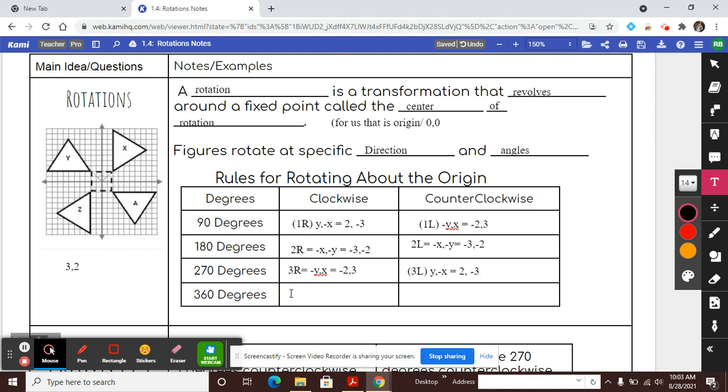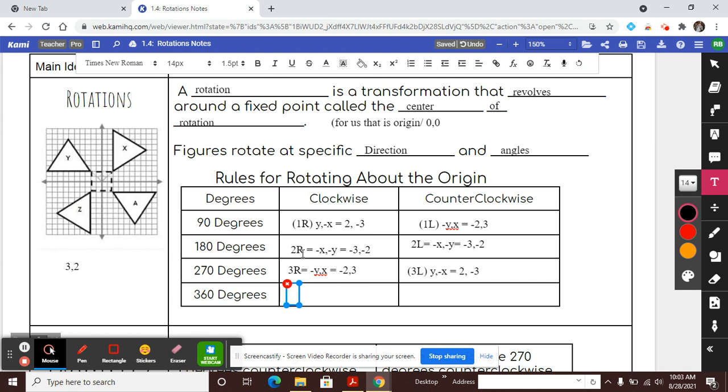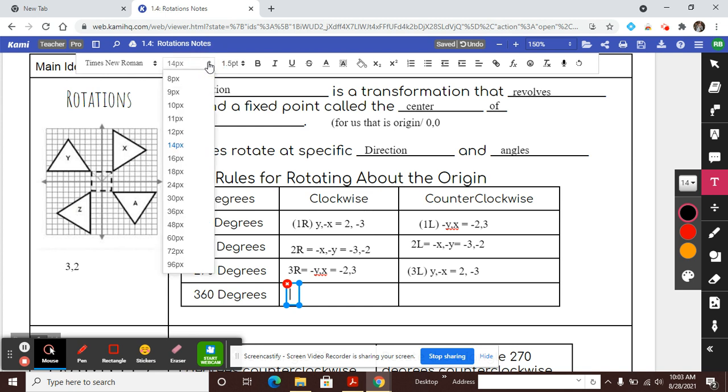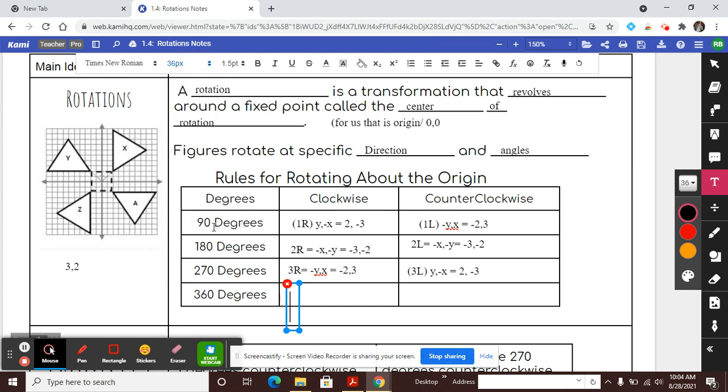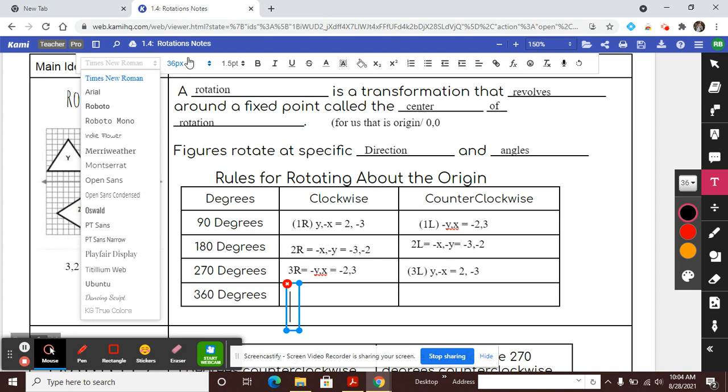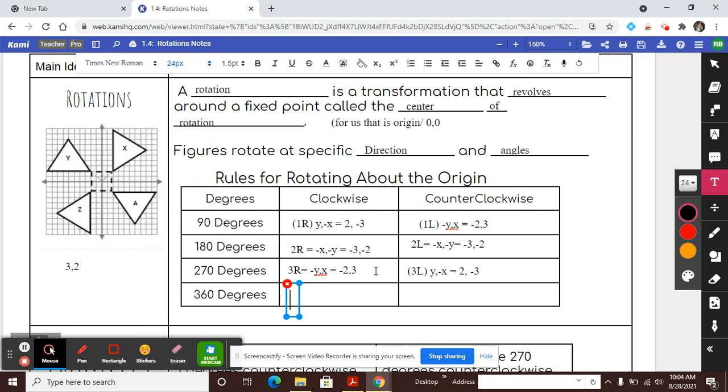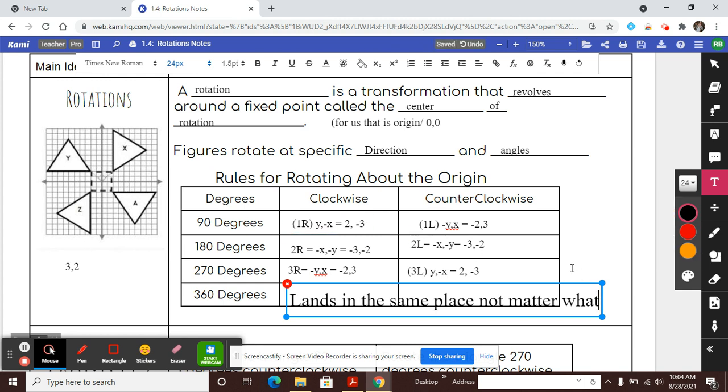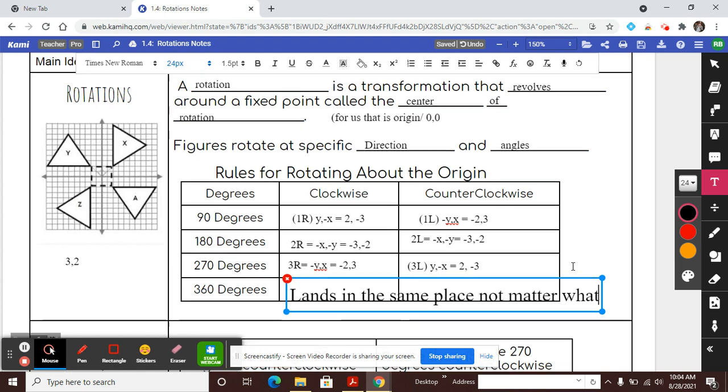Here's a nice thing for 360 degrees. We're going to just put a box, and I'm going to make it a little bit bigger. We're going to increase the font up in there, to 24. It lands in the same place, no matter what direction. Okay, so 360 is really just saying, hey, I've spun all the way around, I've landed in the same place. Okay, go ahead. I may pause the video now to make sure that you have what you need, and I'll take any questions at that time.